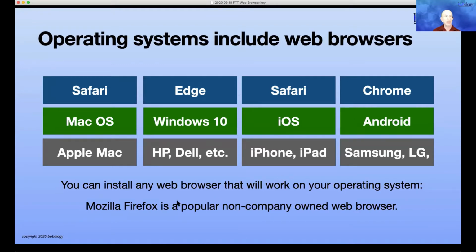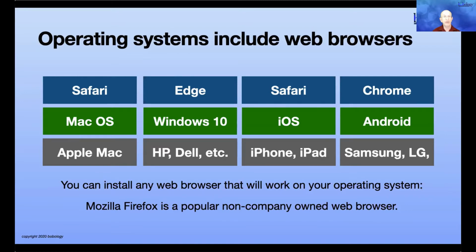And to make it even more complicated, you can install any web browser that will work on your operating system. And there's another popular one out there that's used by a lot of technology people because they like to use it for programming features, but it's a good browser. It's called Mozilla Firefox. It's not owned by a company. It's created by a community of people, and so as a result, it's an open source piece of software.